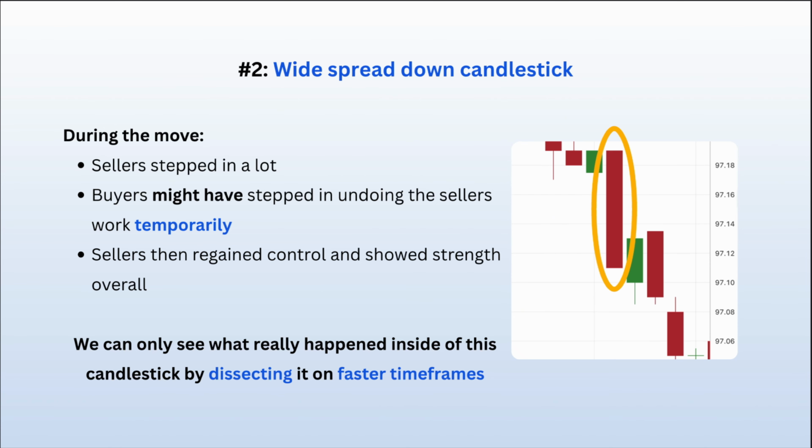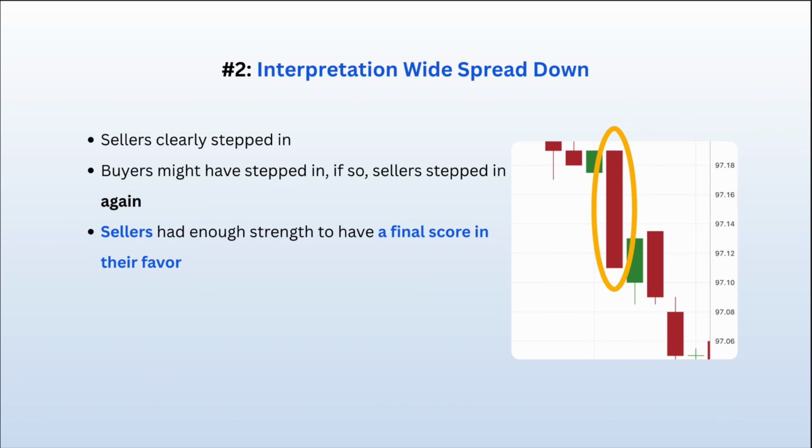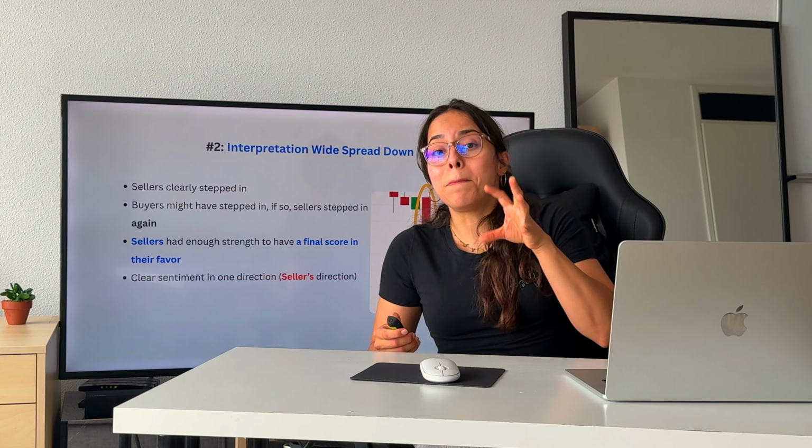How do we interpret this widespread down candlestick? We know that the sellers clearly stepped in. And yes, the buyers might have stepped in. And if so, the sellers stepped in again. Overall, the sellers had enough strength to have the final score in their favor, because when you compare the opening price with the closing price, the sellers clearly won. So in this case, there is a clear sentiment in one direction, and it's not in the buyer's direction. Instead, it's in the seller's direction, which means that the buyers are weak.